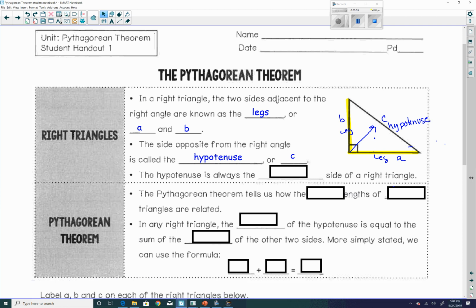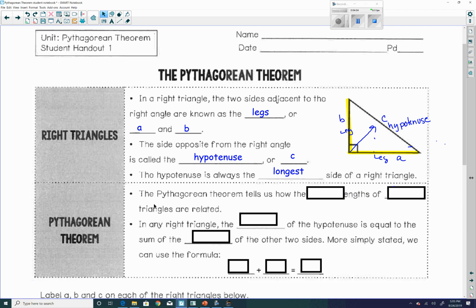Hypotenuse might be a new word for some of you, but the hypotenuse is always the longest side of a right triangle. So if you're just given numbers in a problem, say one side of the triangle is 5 centimeters, the other side is 4 centimeters, and the third side is 8 centimeters, which one is the hypotenuse? You'd pick the largest one, so the 8 would be the hypotenuse.